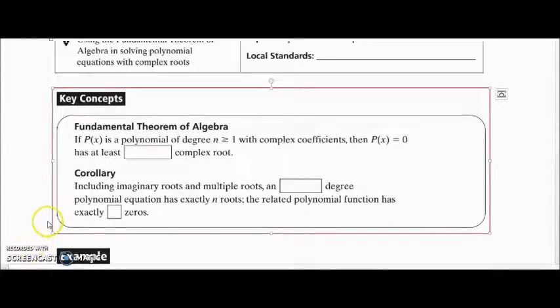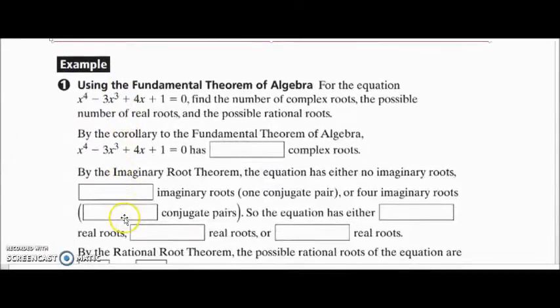The corollary says that including imaginary roots and multiple roots, an n-degree polynomial, I can't write in there, so go ahead and write n-degree polynomial has exactly n roots, and the related polynomial function has exactly n zeros. So the first part talks about an equation, and it talks about the roots. The second one is just a function, so it's not equal to 0, but it has exactly n zeros. Let's look at an example.